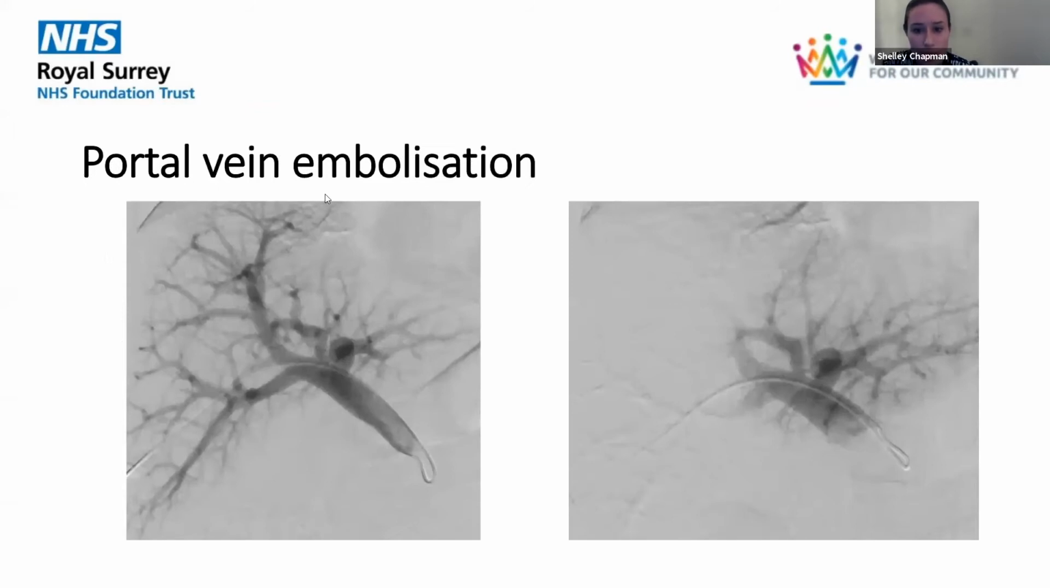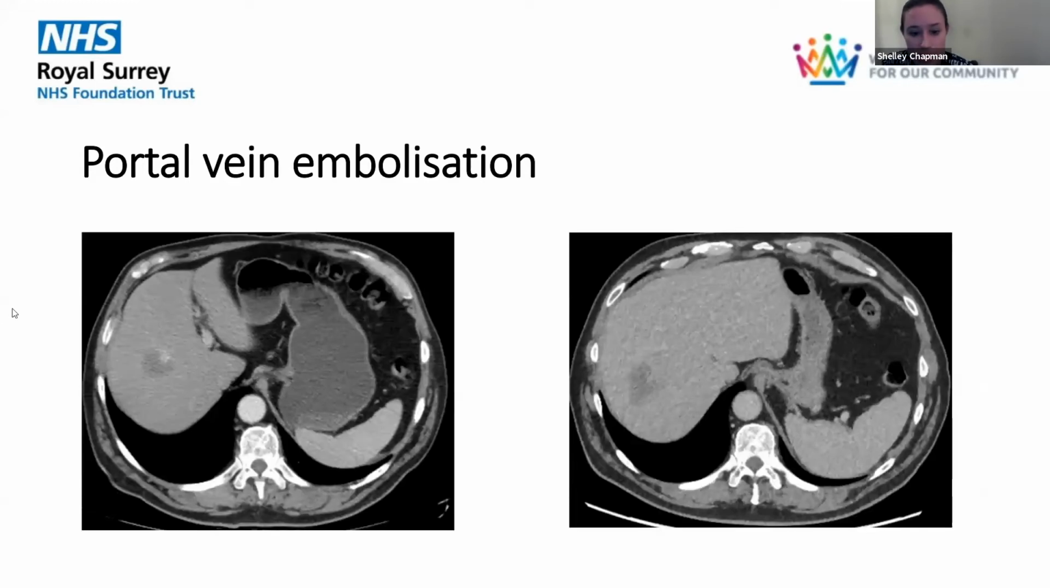So this is a typical PVE. On this picture, we have access by the right side of the liver, a catheter coming into the main portal vein, and then contrast has been injected to opacify the portal venous system. And then on this side, you can see the end point. So there's no more opacification of the portal vein branches on the right, but the left is intact. So generally, we image these patients at 3 to 4 weeks.